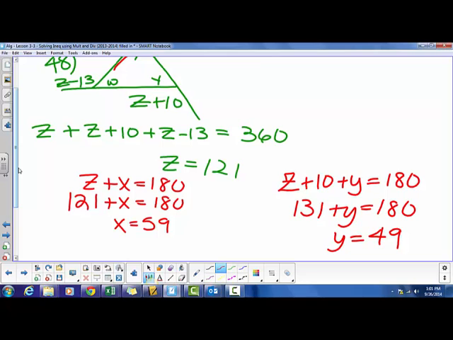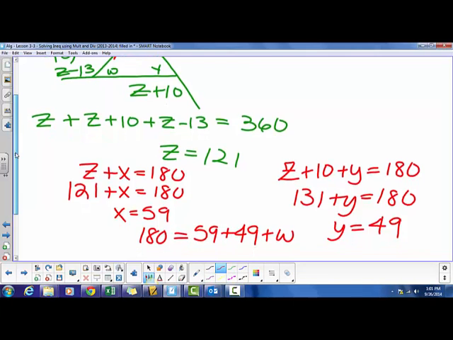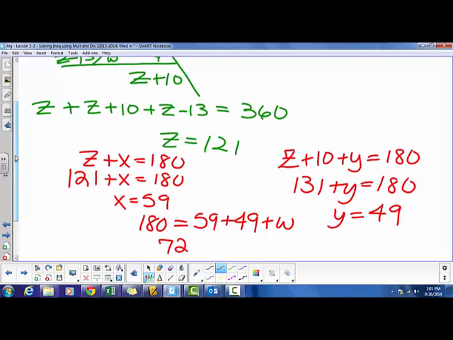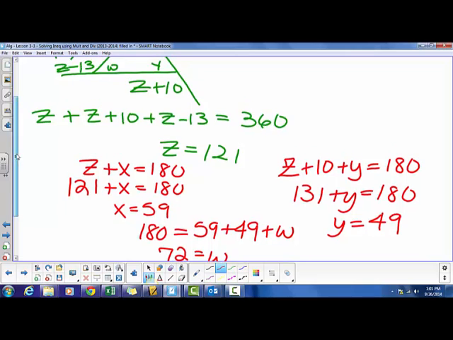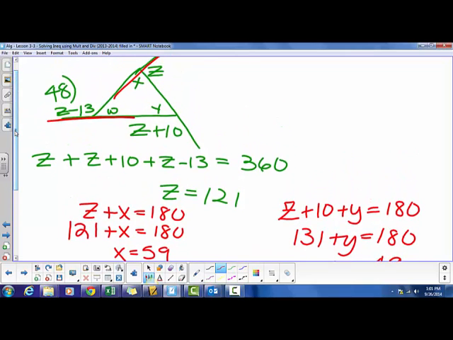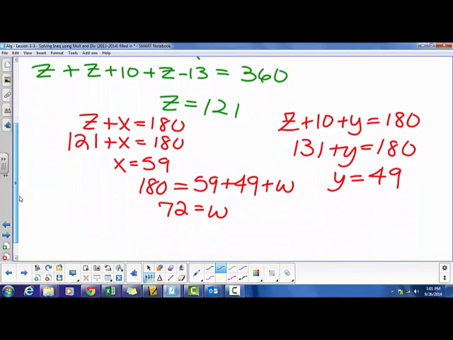Now, w you can do two ways. If you use the triangle sum theorem, 180 equals 59 plus 49 plus w, and you find out that w equals 72. Or you could use the line, same thing, supplementary: z minus 13, so 121 minus 13, plus w equals 180. So 121 minus 13 is 108, and 180 minus 108 is 72. So these are your answers.